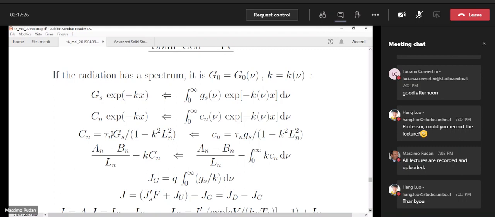Now it is late, so we stop for 10 minutes and this is an easy part. We can complete it in a few minutes when we restart in 10 minutes.